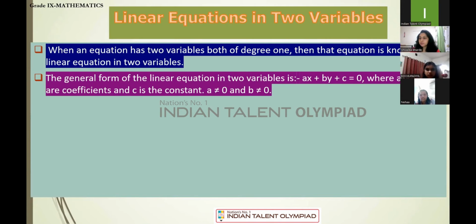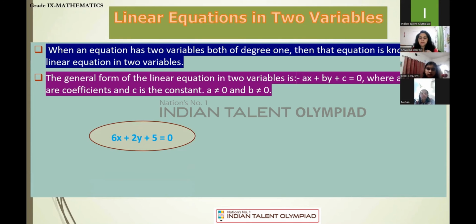Now here, what is the condition with the one variable? Here a, b, c are real numbers, the constants are real numbers, but what was the condition in the one variable? That the coefficient of the variable x, that means a, should not be equal to 0. So here the condition is both a and b should not be equal to 0. c is again a coefficient. a, b, c are real numbers where a is not equal to 0 and b is not equal to 0. So this is the general form of a linear equation in two variables.